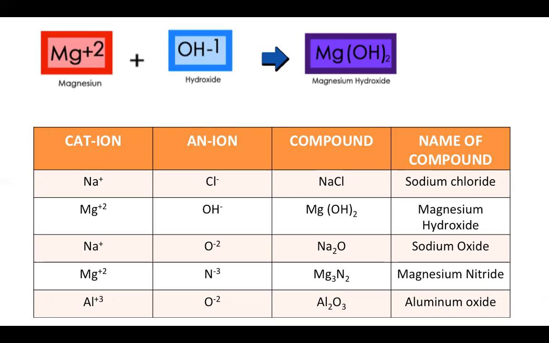So in naming sodium chloride, you change the chlorine to IDE, you have chloride. Magnesium hydroxide, you don't need to change anything. The name, as per the rule, you have to follow the same name. So you have sodium oxide. From oxygen, change to IDE, become oxide. Magnesium nitride. From nitrogen, change the suffix to IDE, become nitride. Aluminum oxide. From oxygen, change to oxide.